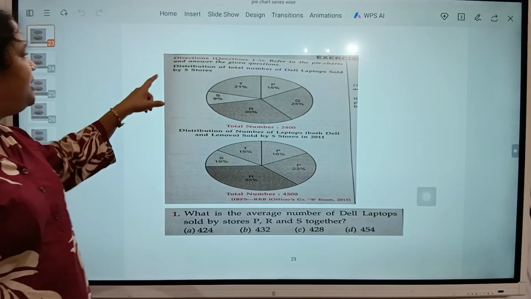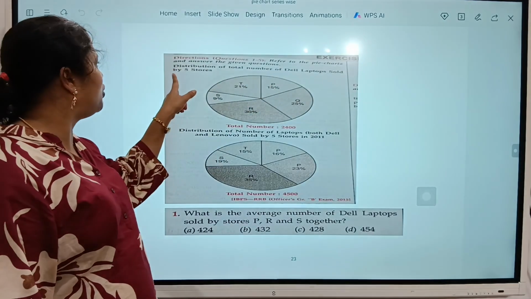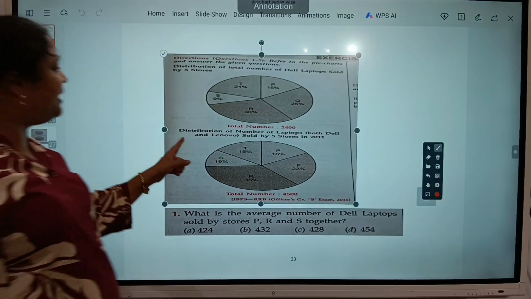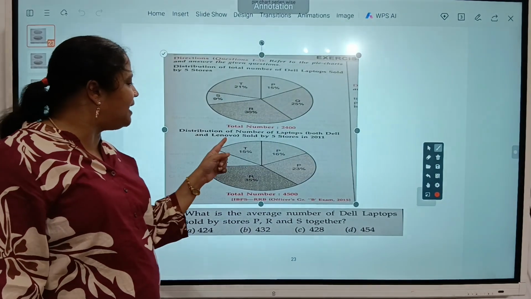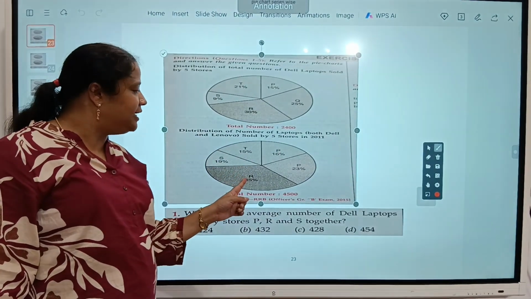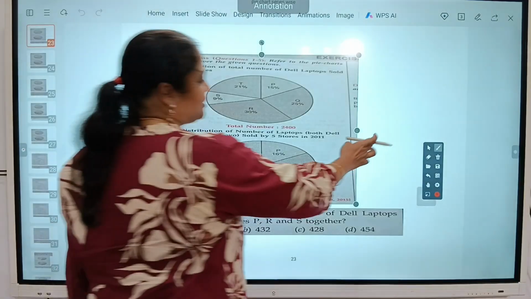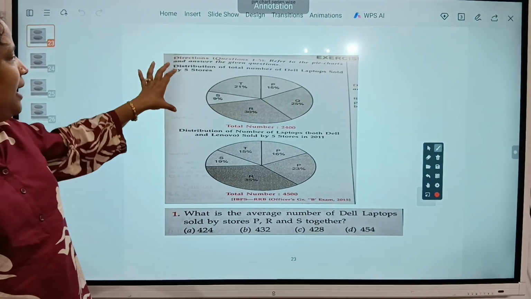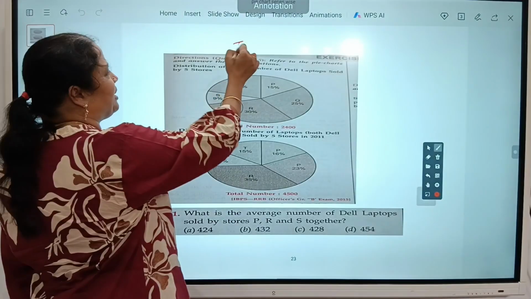The distribution of the total number of Dell laptops sold by 5 stores is given in this pie chart. And the distribution of laptops, both Dell and Lenovo, sold by 5 stores is given in this pie chart. Now we have to solve this pie chart. We have to give answers to the following questions. So in the first pie chart, the total number of laptops is given.